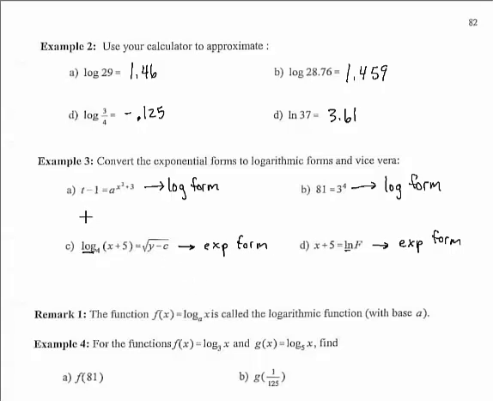Okay, so what we do is we have, for the exponential form, what we have is the argument equals the base of the exponent, and then we have the exponent. And so when we switch over to the log form, we write log with the base as the subscript. Then we have the argument, and that equals the exponent.